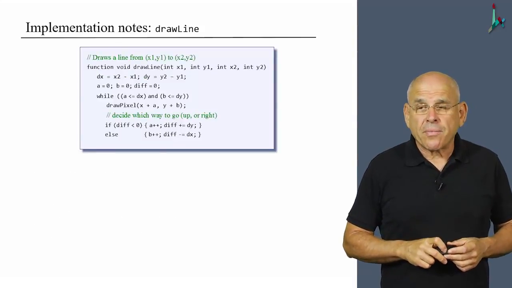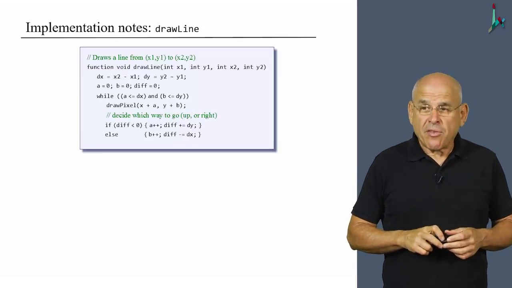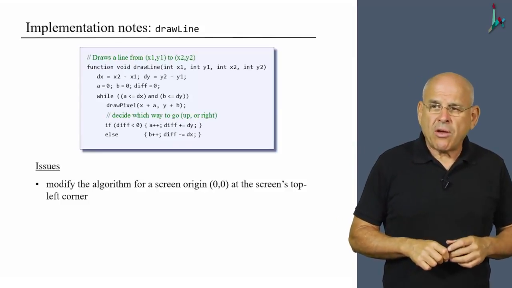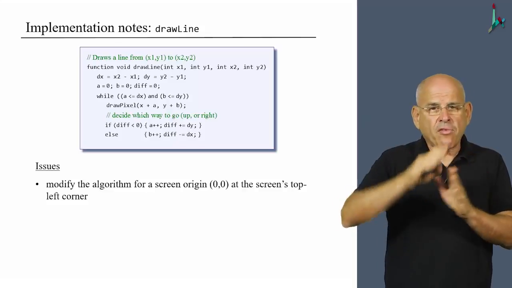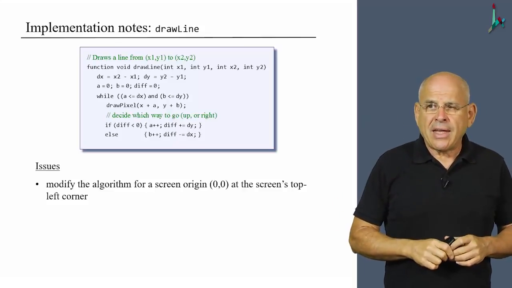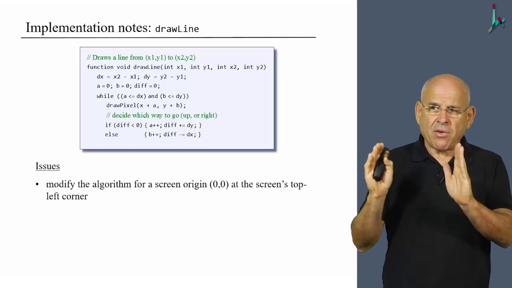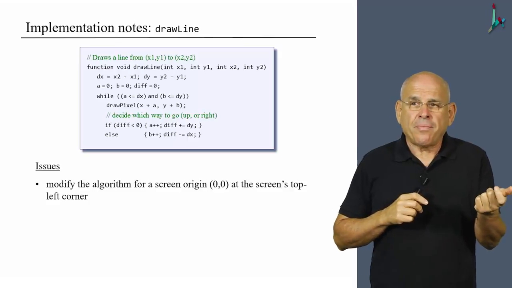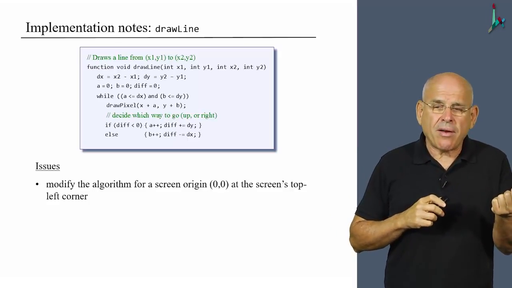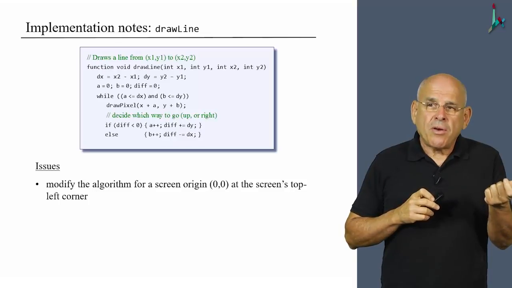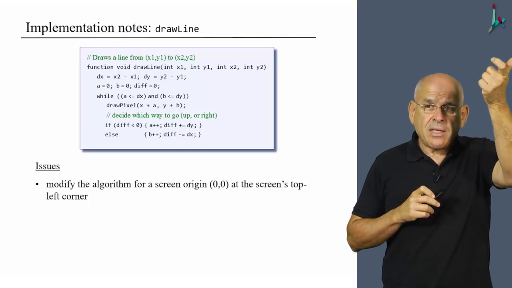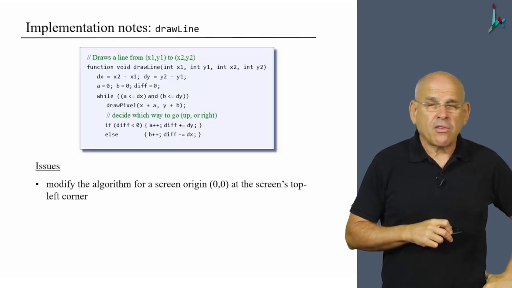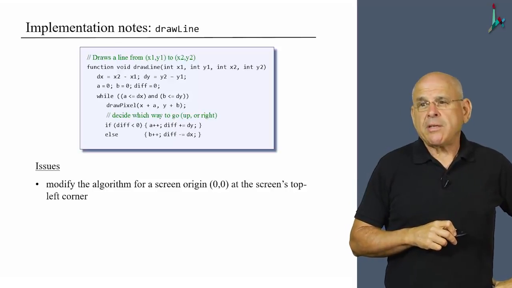What about drawLine? Well, we have to do several modifications. First of all, because I showed you this graphical metaphor of going up, right, and so on, I decided to base this metaphor on a 0-0 origin, which is at the bottom left of the screen, which is the intuitive mathematical way to think about it. But in reality, in computer graphics, the 0-0 is up here. It's in the top left corner of the screen. So you have to modify this algorithm to account for a top left origin.